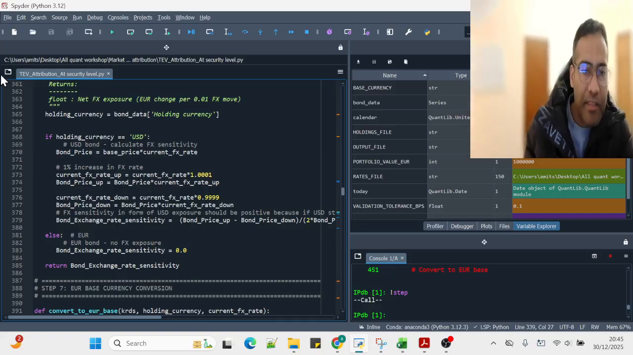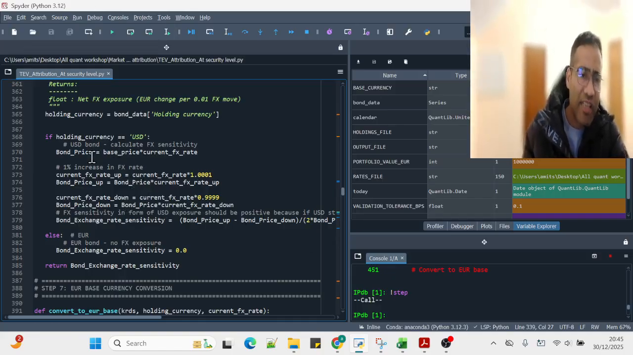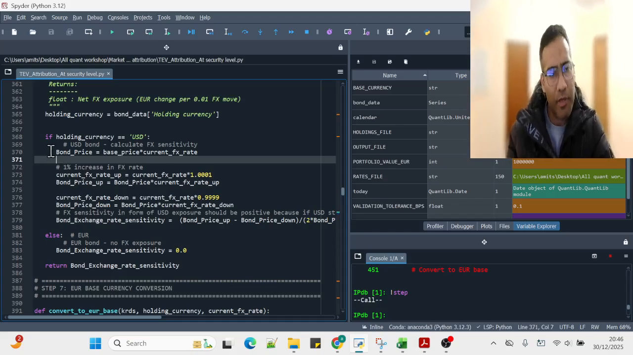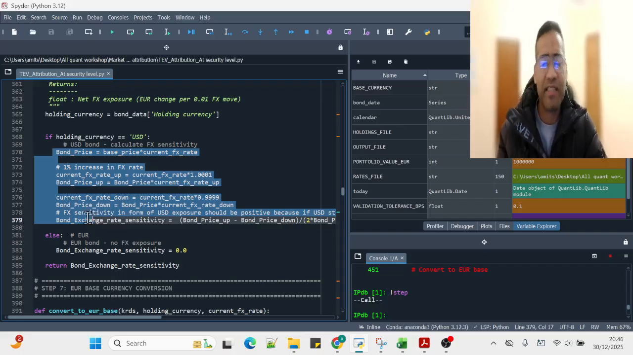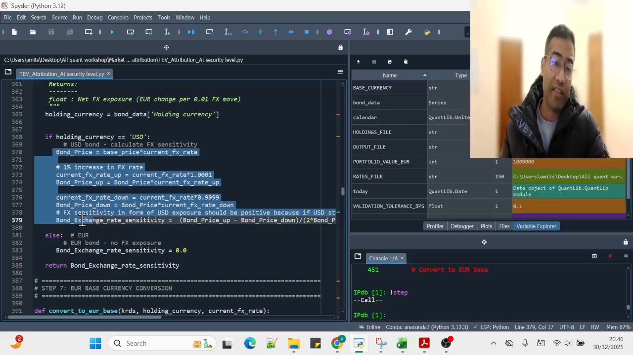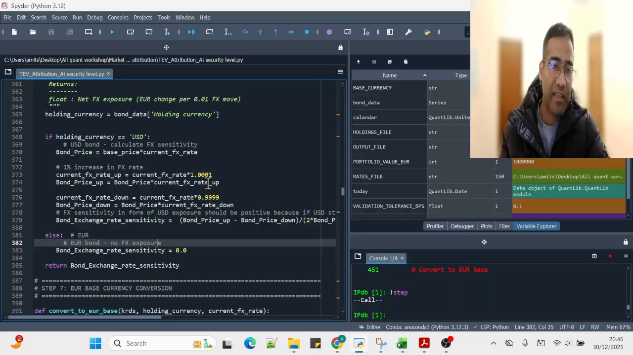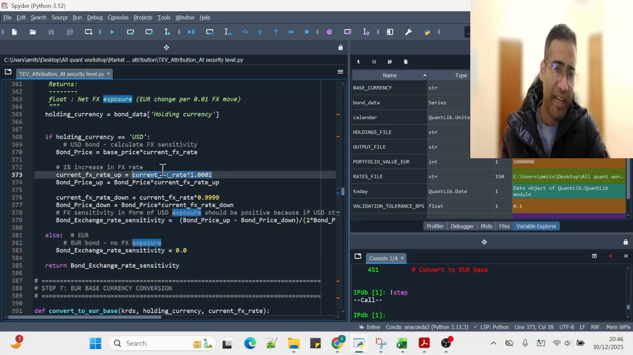The FX sensitivity calculation is simple. The basic premise is that you need sensitivity to different risk factors. If you want to do TE attribution, you now have sensitivity to rates, sensitivity to credit spread, and third is FX. That's why you need these sensitivities. The premise is simple actually. It is not a very complicated calculation.